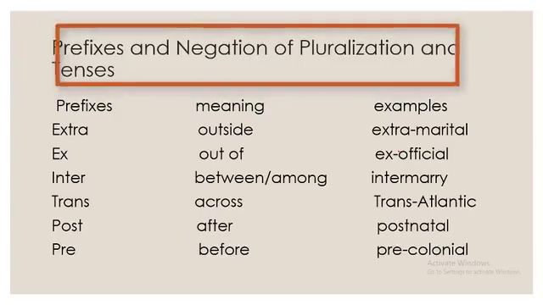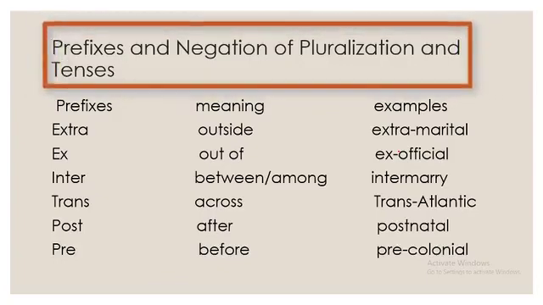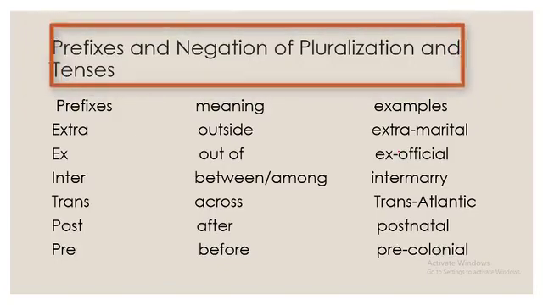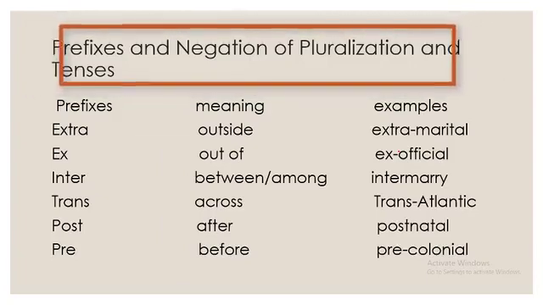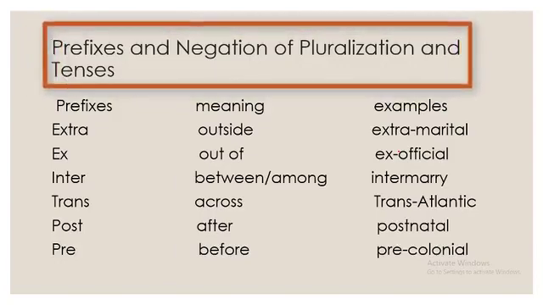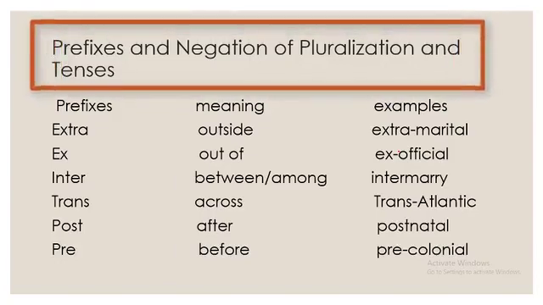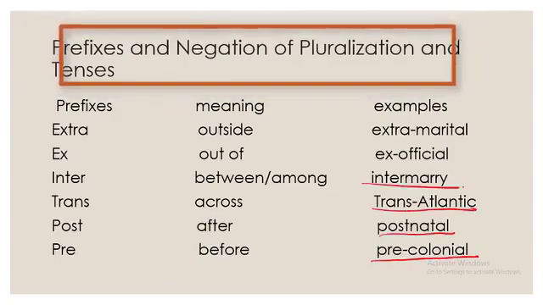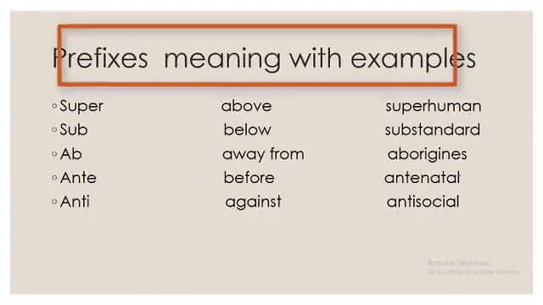If I have the word inter plus the word marry, inter means between or among. It means intermarry. Then we have trans, which means across. If I add that to Atlantic, it becomes transatlantic, across the Atlantic. We have post, which is after. We could have postmortem, postnatal. Then we have pre, which means before. We could have pre-colonial, which means before the advent of colonialism. So let's move on to the next lesson.